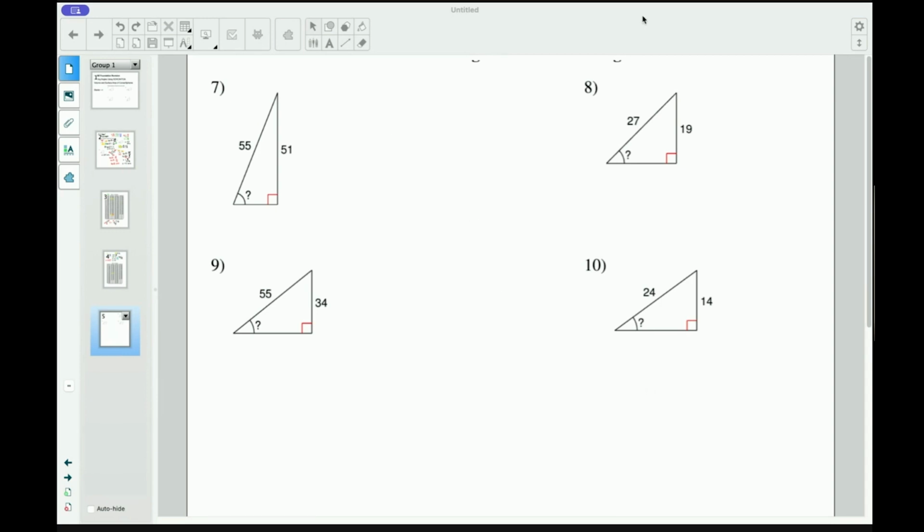Is the first one 68 degrees? The first one is 68 degrees. Yes, that's correct.